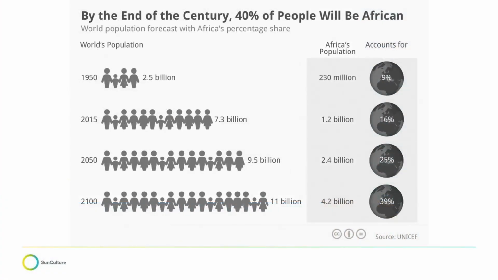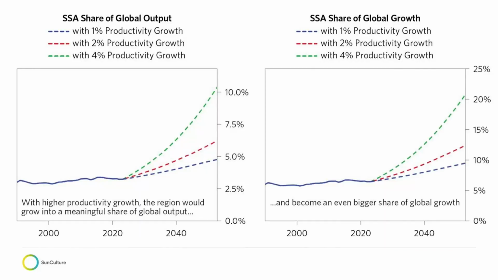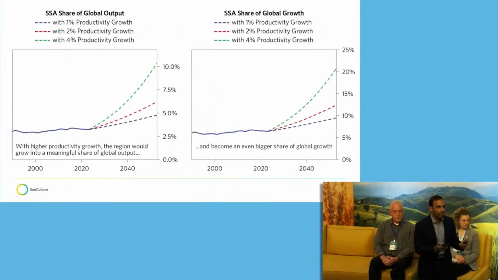1 in 3 people of working age will be African, and 50% of all new entrants into the job force will be in Africa. Yet Africa only accounts for 3% of global output and 5% of global growth. Now that's the opportunity. This disconnect between demographic power and economic output is one of the defining challenges and opportunities of our future. Africa is urbanizing without industrializing.